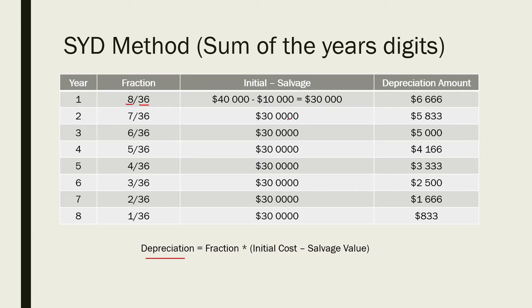So this column is simple also. It's initial minus salvage, so 40,000 minus 10,000 is 30,000. And again, run those all the way through to the end. The depreciation amount is simply this fraction times the initial minus salvage, and throw it in your calculator, and you get these values right here, 6,666 all the way to 833. If you add these up, it will equal $30,000. So this is all of these times $30,000 added together equals $30,000. So this is your answer for your test.